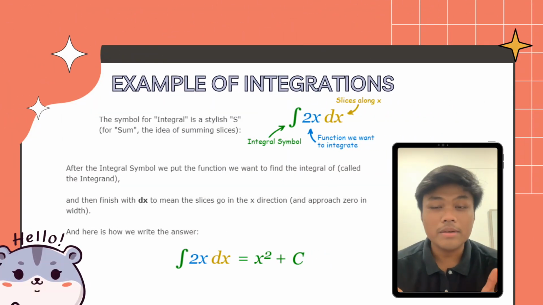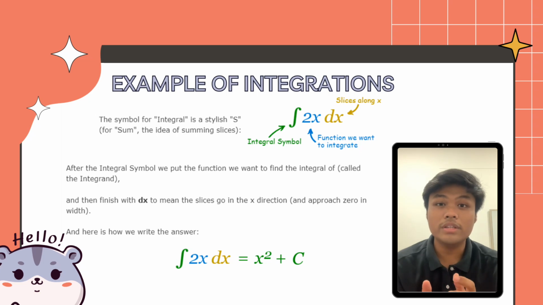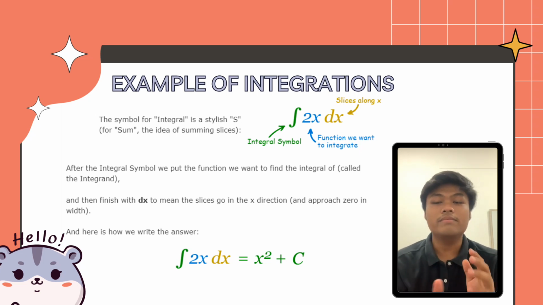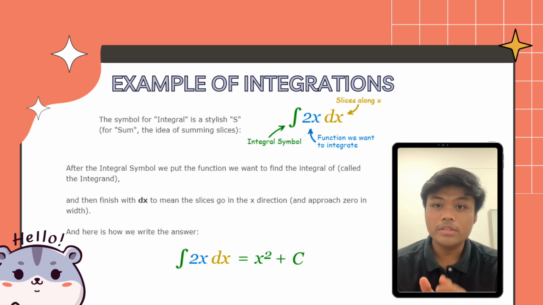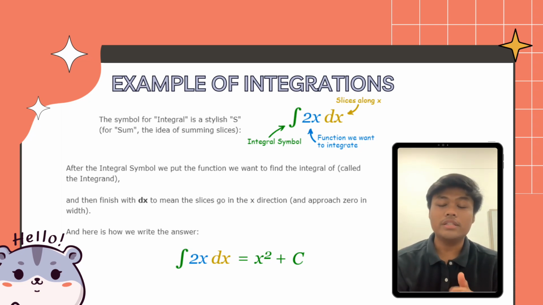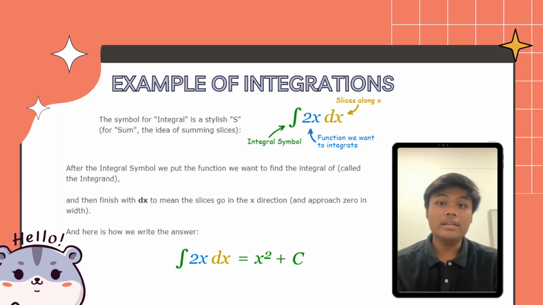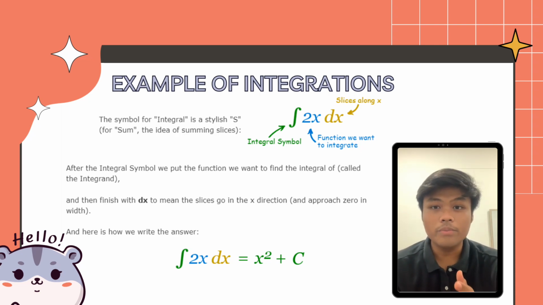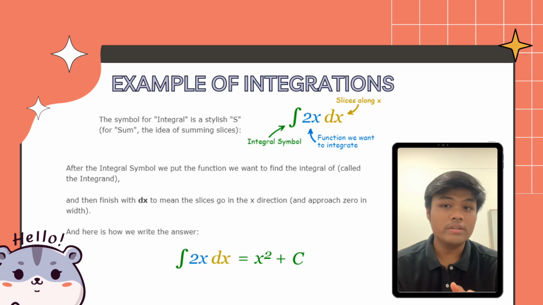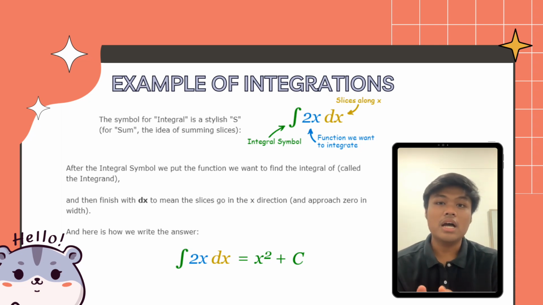So this is an example of integration. The symbol of integral is a stylish S, for sum, the idea of summing slices. After the integral symbol, we put the function we want to find the integral of, called the integrand, and then finish with dx, which means the slice going in the x direction and approaching 0 in width. And here is how we write the answer.